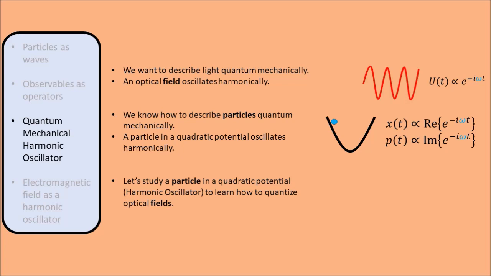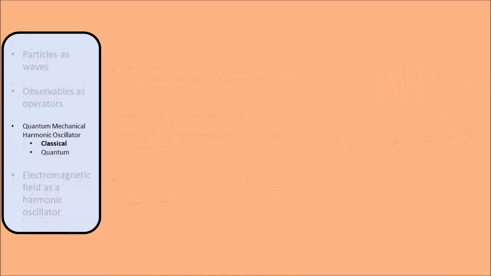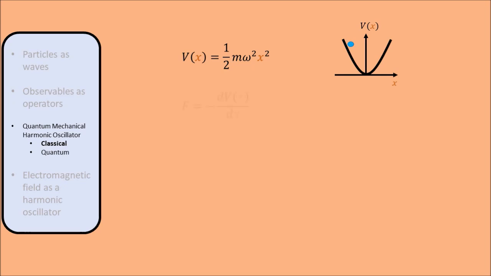Let's first recall how to treat the harmonic oscillator classically. We have some potential that is quadratic in x. By taking the derivative, we can calculate the force at x on the particle, which is in this case proportional to negative x. From Newton's second law, we know that this force determines the acceleration of the particle. By equating the two expressions for the force, we find a second-order differential equation for the position as a function of time. One solution is given by x of t equals cosine omega t, which describes a harmonic oscillation.